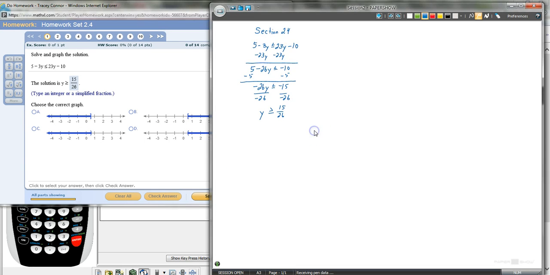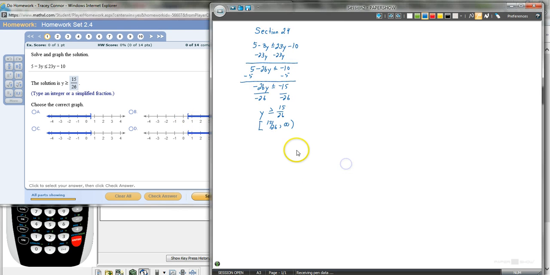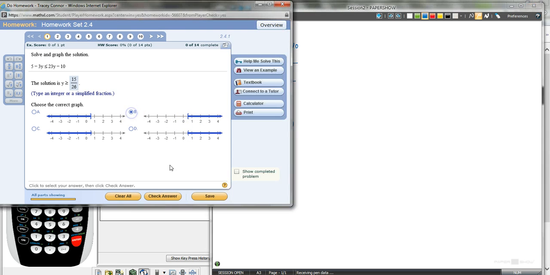And then when we're looking at this, if we want to put this in interval notation, y is greater than or equal to, so we're going to use a bracket, and then we have our 15 over 26, comma, and we're going up to infinity, and this should help you line it up with your number line. So these are less than, so we don't want these two. Greater than, the only difference between them is this is including the value, this is not. So this matches our interval notation where we used a bracket. So we go ahead and choose B and check our answer, and we're good.